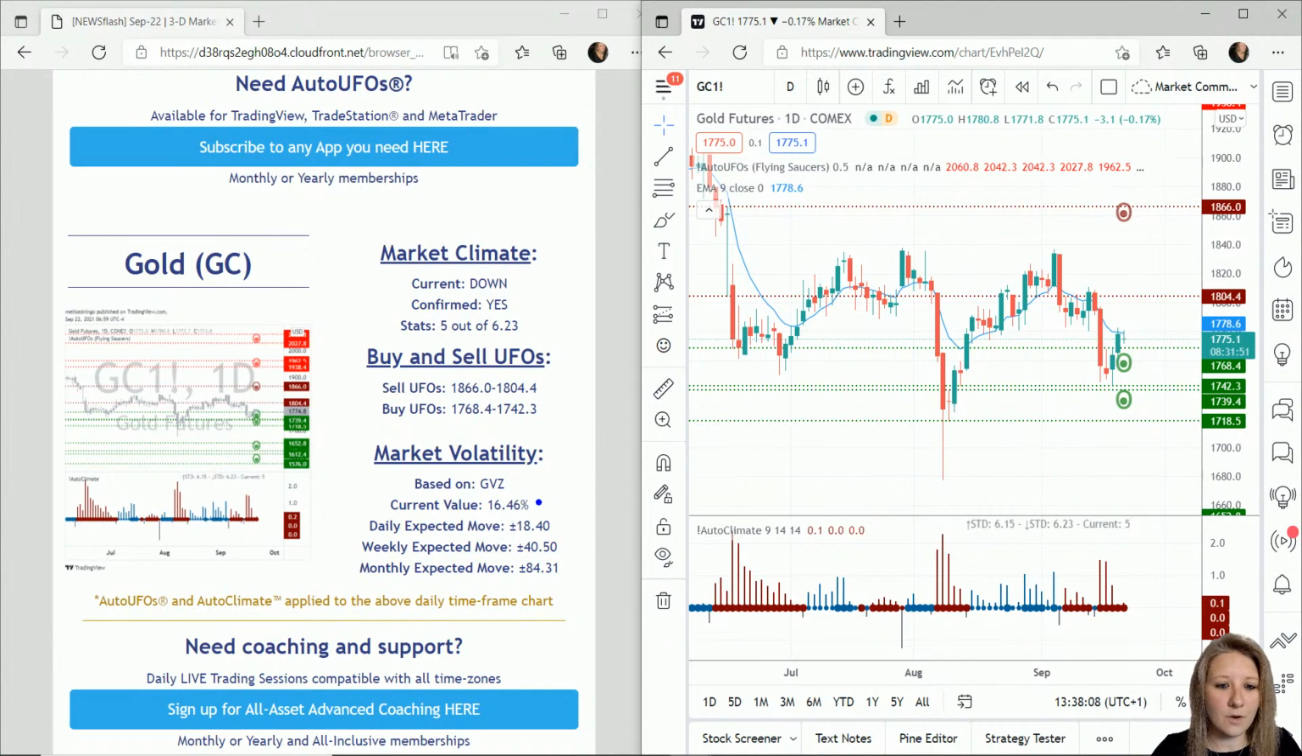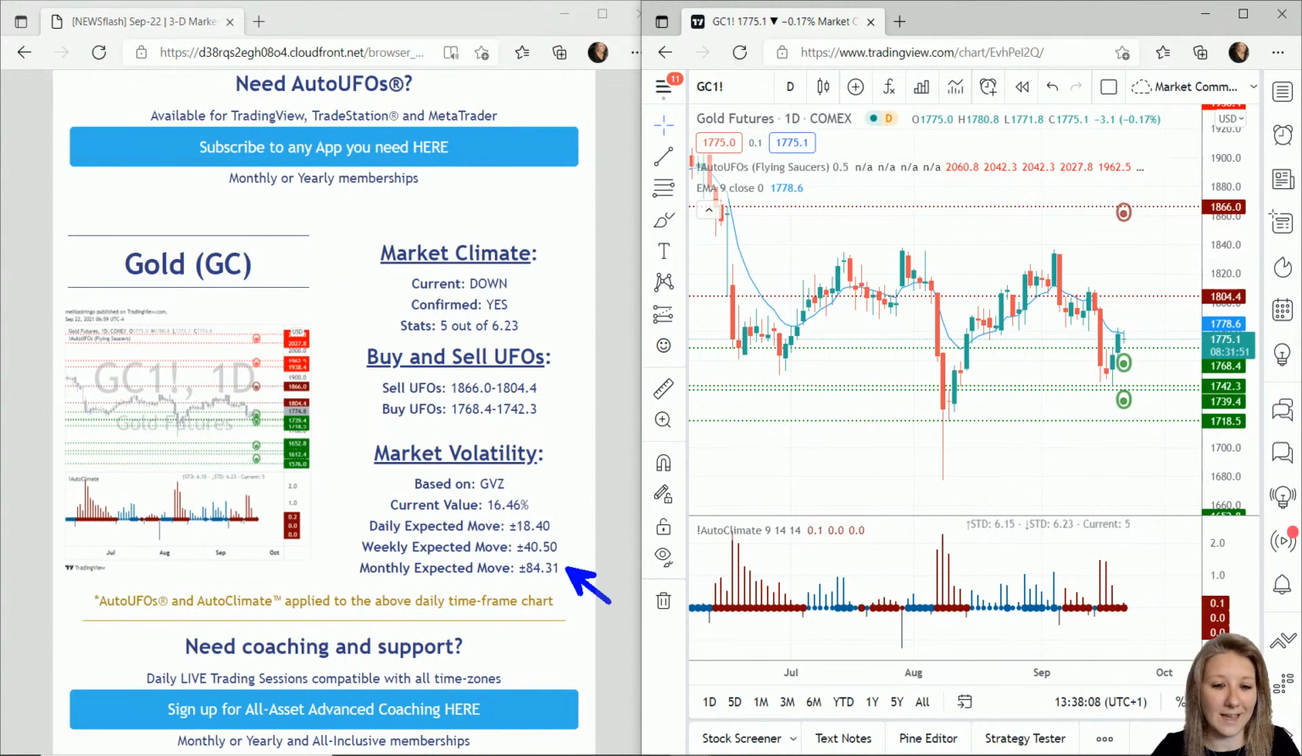Now, in terms of volatility, we'd expect it to move up or down in 1 year of 16.46%, which means up or down in these given periods of time. In a day, it would be 18.4 points. In a week, 40.5 points.